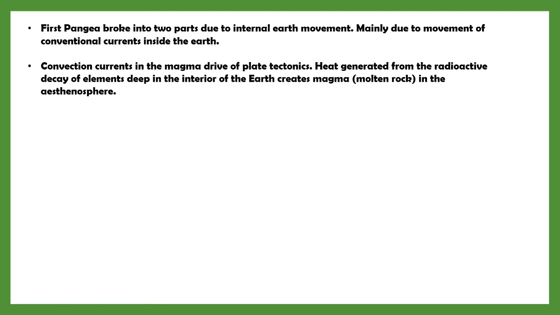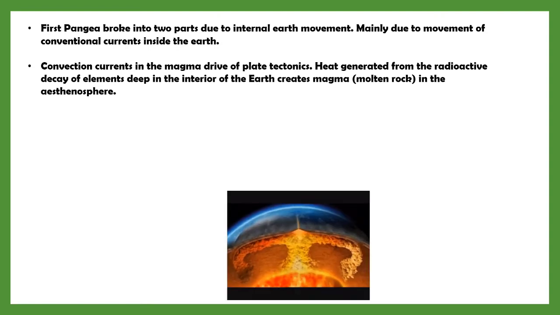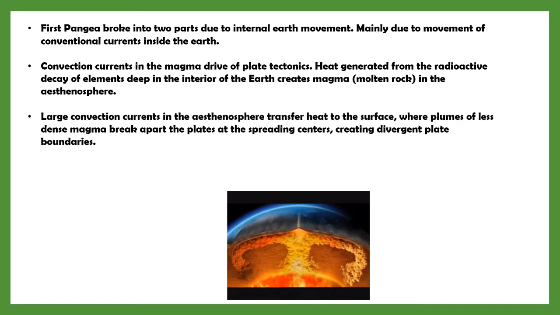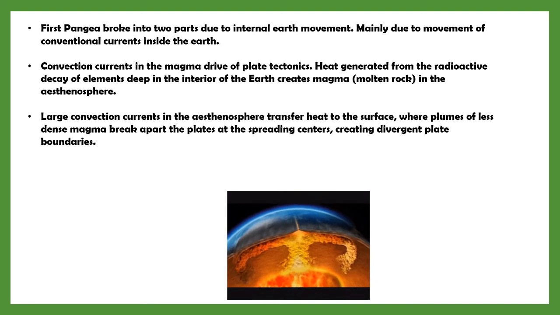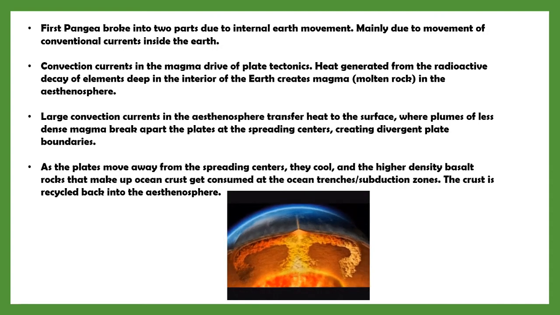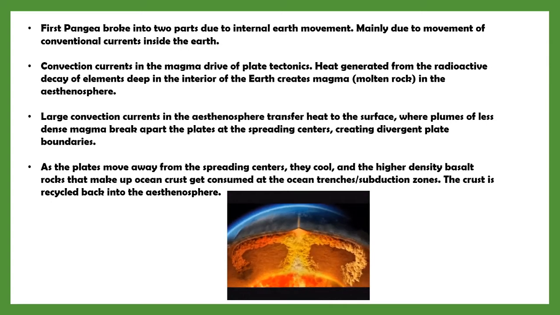Heat generated from the radioactive decay of elements deep in the interior of the earth creates magma, molten rock in the asthenosphere. Large convection currents in the asthenosphere transfer heat to the surface, where the plumes of less dense magma break apart the plate at the spreading centers, creating divergent plate boundaries. As the plates move away from the spreading center, they cool. The higher density basalt rock that makes up ocean crust gets consumed at the ocean trenches and subduction zones, and this crust is recycled back into the asthenosphere.